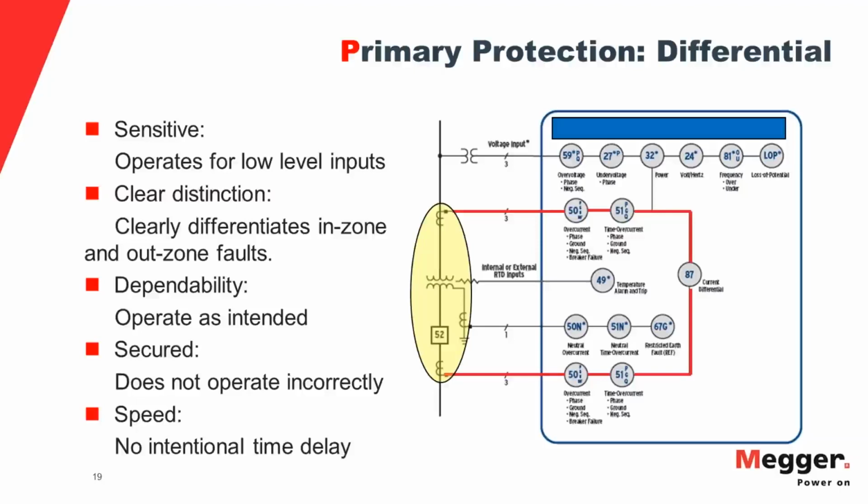Then you have security. If you design the differential scheme in an effective way, it will not operate incorrectly. What it means is if I have an external fault in the system, I would not operate my differential for that external fault. That's what security means. And the last but not the least is speed. Differential protections are usually kept for no delay. They operate as fast as they can.